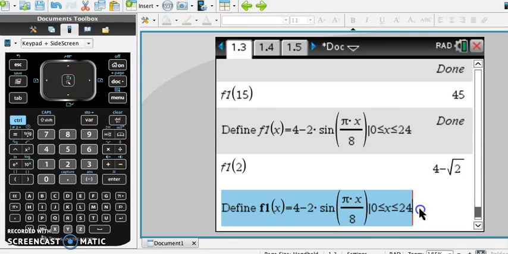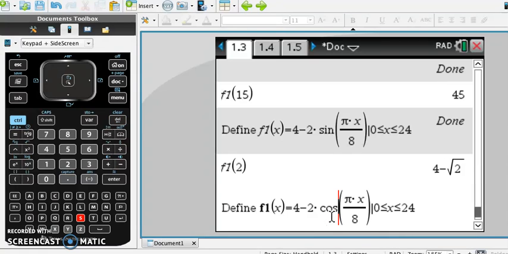Okay, so as we've discovered, the A and B values there were 4 and 2 respectively. So there's my function there. So we type it in. Well, it's almost my function, except we should have cos pi x on 8.